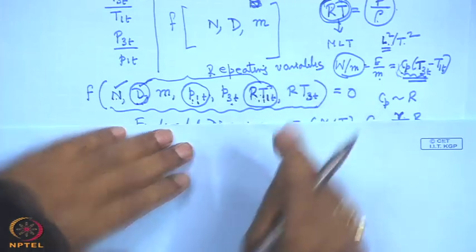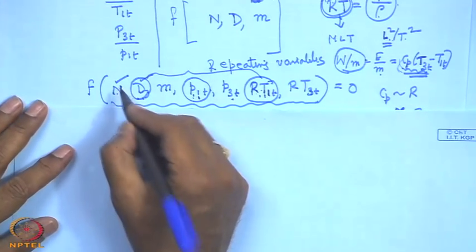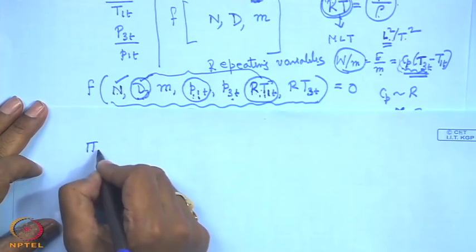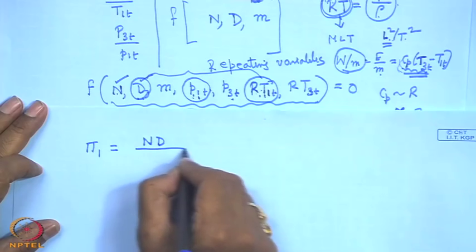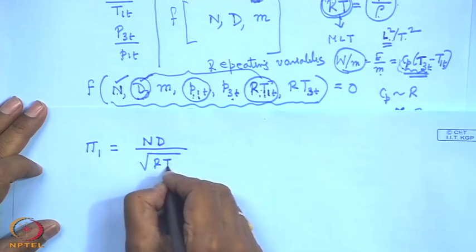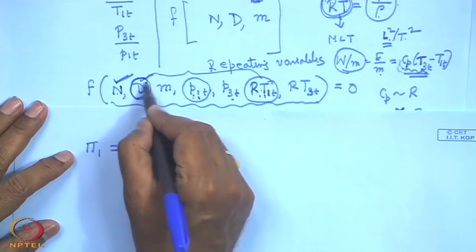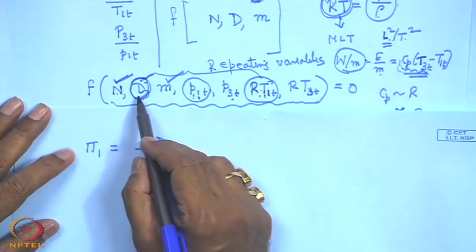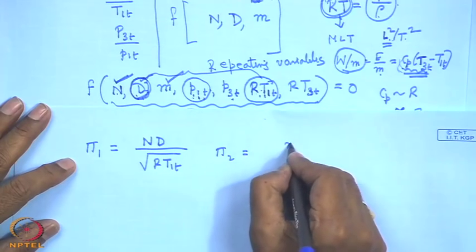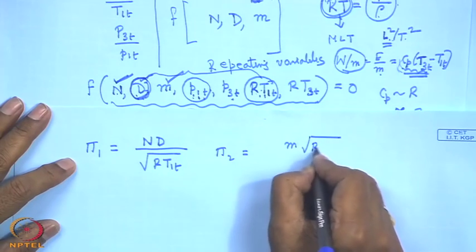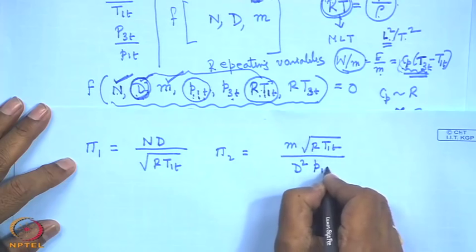And following the dimensional analysis, with these 3 as the repeating variables, if we combine with n, then you get a pi term, that is your task you can do, nD divided by root over RT1T. I am now writing this. That means this takes the n. Now, D is the repeating variable. When you combine with M, these 3 repeating variables, D, P1T, RT1T, then the second pi term comes as M root over RT1T divided by D square into P1T.